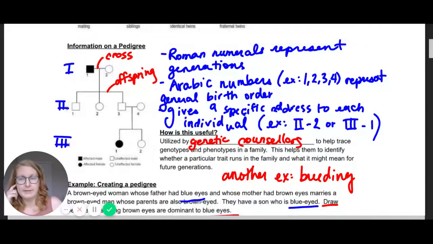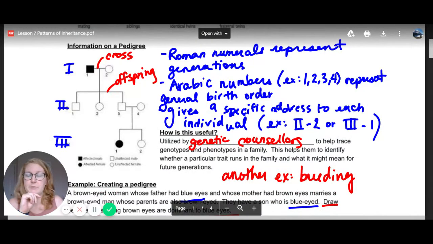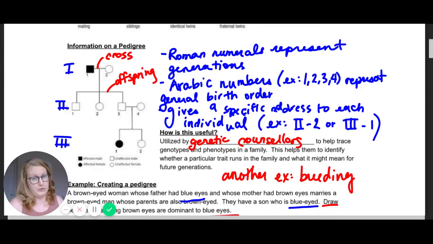Just to give a little quick introduction, what I'm showing on the side in blue are Roman numerals. Those are showing generations, one being the earliest generation, and three being the most recent generation. So in this particular pedigree, we have up here the grandparents, their children, and then the current or most recent generation, which would be like the grandchildren. So it's like showing a whole family.